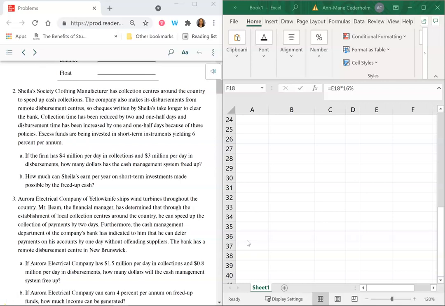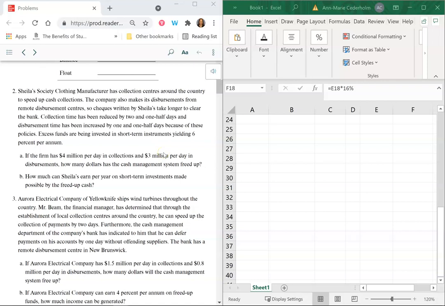In this question, we are going to look at the freed up cash from speeding up our collection cycle, but we're also going to look at our disbursement cycle and what happens when we slow that one down. And then we can look at the opportunity cost of that happening. So let's take a look at question number 2, and I'll read it to you.